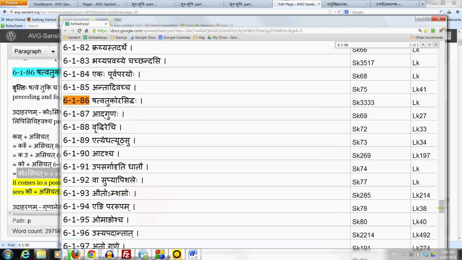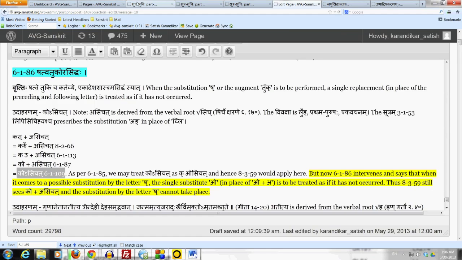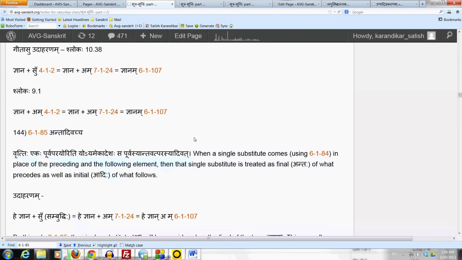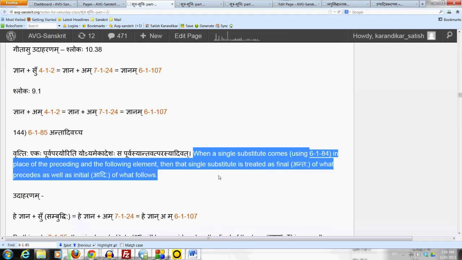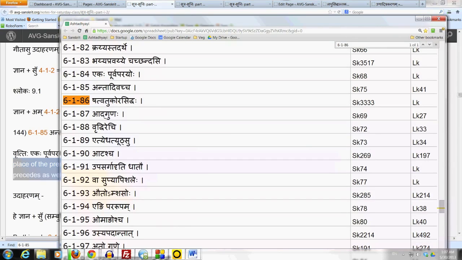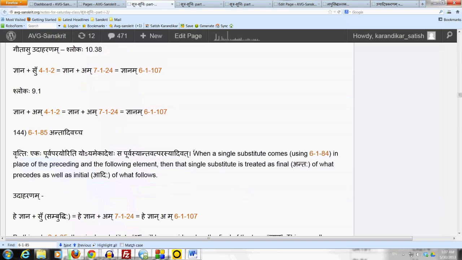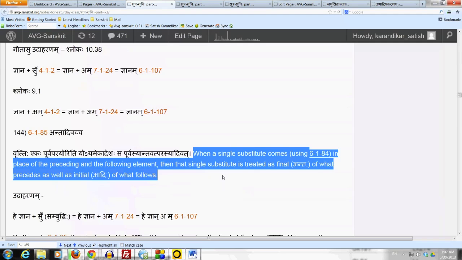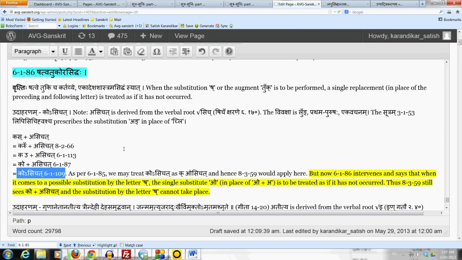Now at this point, as per 6185 antadivachya, that single substitute O may be treated as the final of what precedes as well as initial of what follows. That's what antadivacha says. When a single substitute comes using 6184 ekaha puraparyoho in place of the preceding and the following element, then that single substitute, in this case the letter O, is treated as final of what precedes as well as initial of what follows.